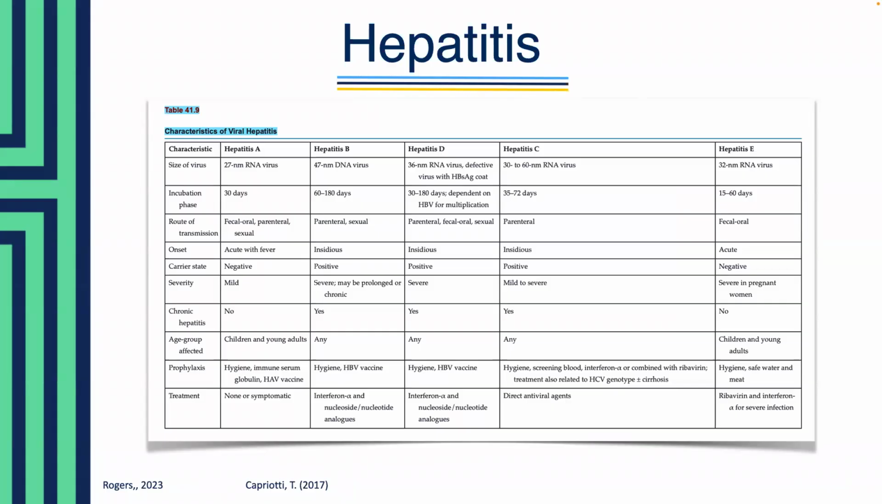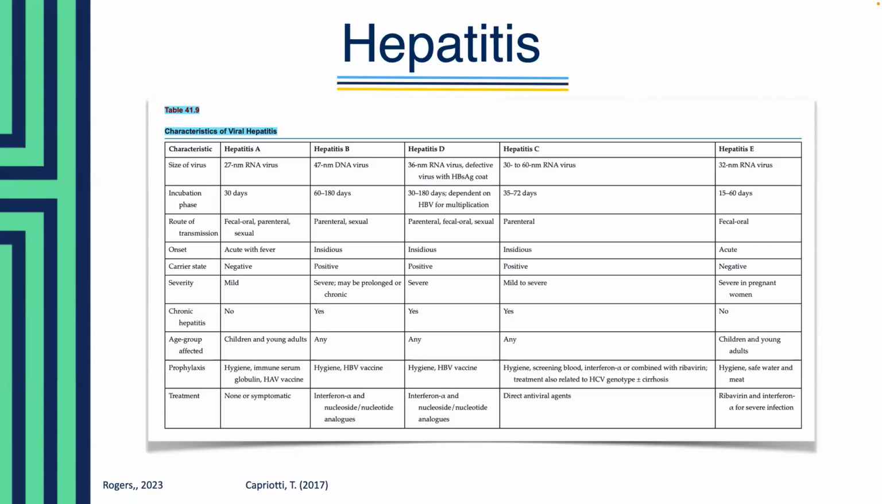Now, the main types of hepatitis include A, B, C, D, and E viruses. Again, these viruses primarily attack and damage the liver cells called hepatocytes, and the body's immune response to the viral infection leads to the inflammation and further liver injury.